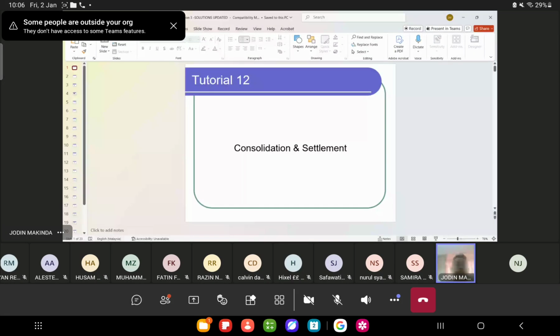Today's tutorial, we will look into part 3 of consolidation and settlement, where we will solve problems related to rate of consolidation, which is the time. We will look into 3 examples in the next 1 hour.